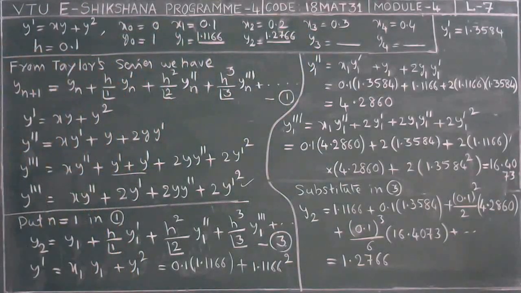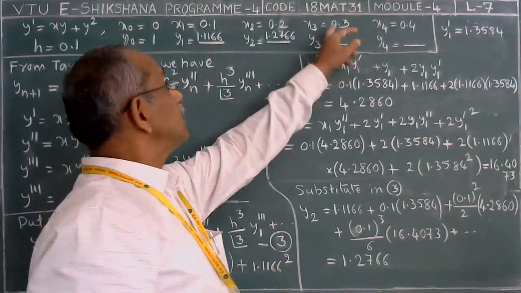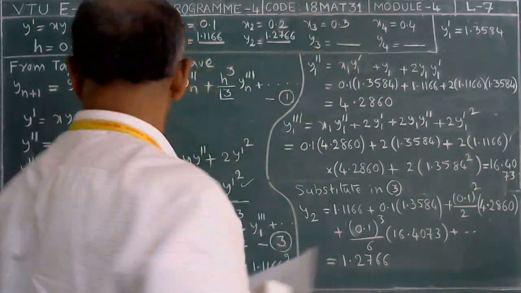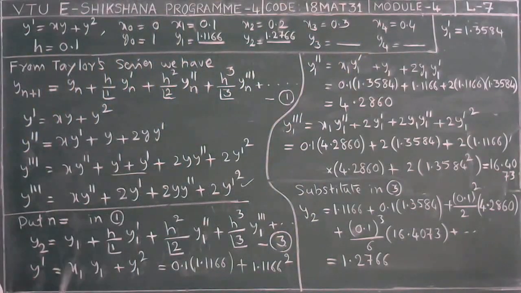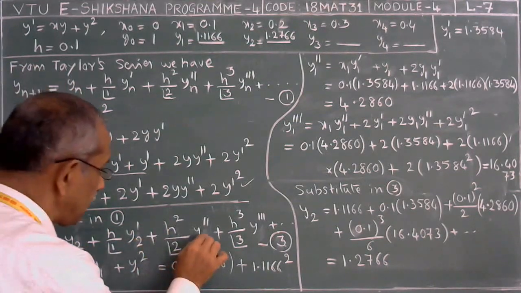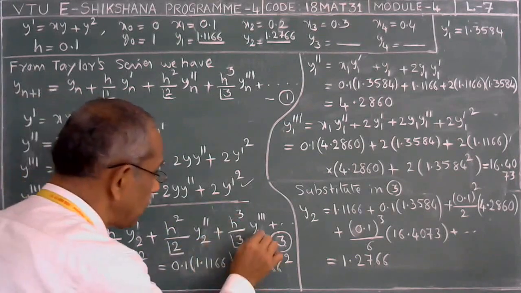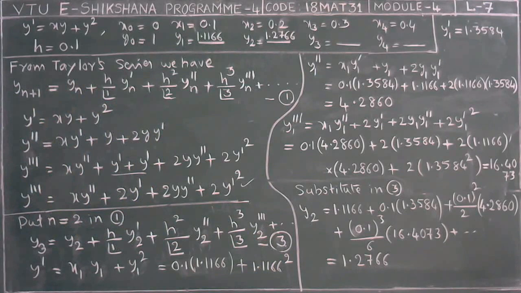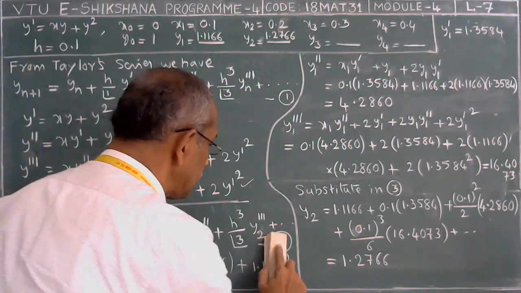So lastly, I have to compute by using the Taylor series method the value of y at x is equal to 0.3. So to get y3, I need to fix n is equal to 2 in 1, 2 plus 1, that is 3. So you get y3 in terms of y2: y2 plus h by factorial 1 y2 dash, h square by factorial 2 y2 double dash, h cube by factorial 3 y2 triple dash, and so on. So call this equation 4.